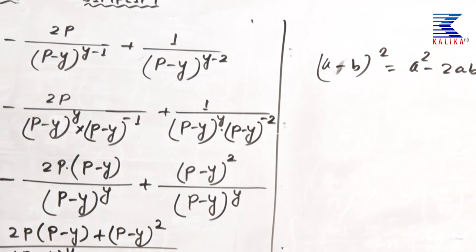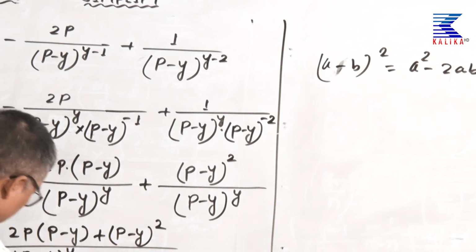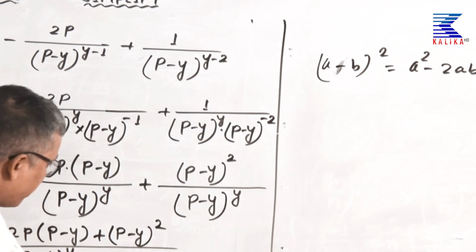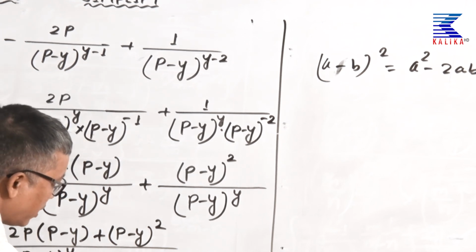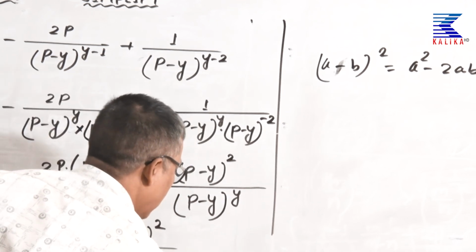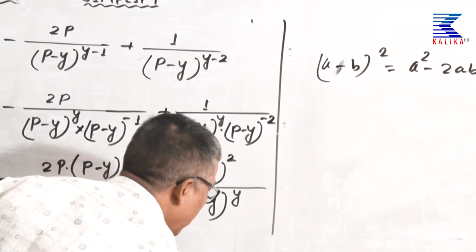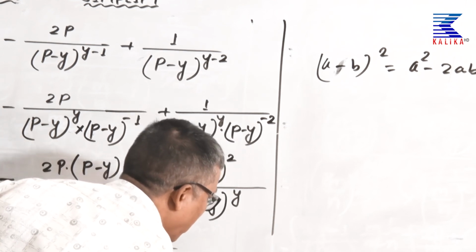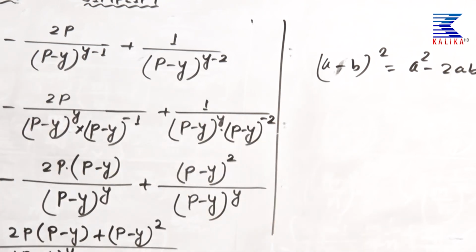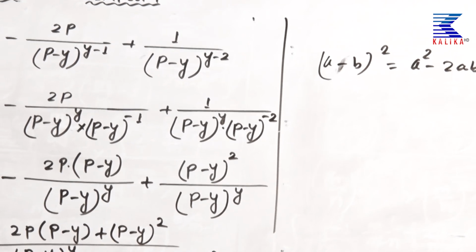And next step, (p minus p plus y) whole square, divided by (p minus y) to the power y. p and p cancel, and y square divided by (p minus y) to the power y. This is the answer of this question. Okay. Questions number 2 and 3 are similar to question number 1. Now, let us start question number 4.